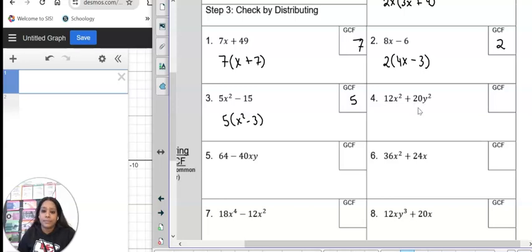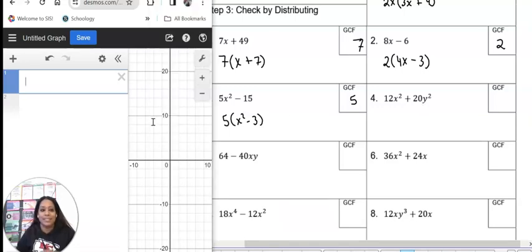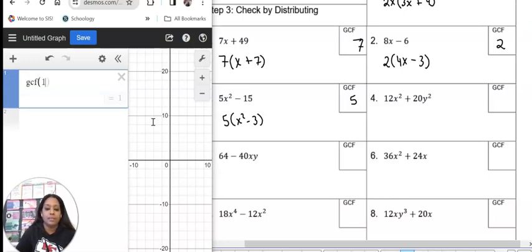Okay, so this one. I know that 2 goes into 12 and 20. But I want to see if there's a number that's bigger than 2, because GCF means the greatest common factor. So is there another number greater than 2 that 12 and 20 go into? In fact, there is. I think it's 4, but I'm going to go ahead and use Desmos for this. GCF between 12 and 20, which is 4. So 4 goes into it.